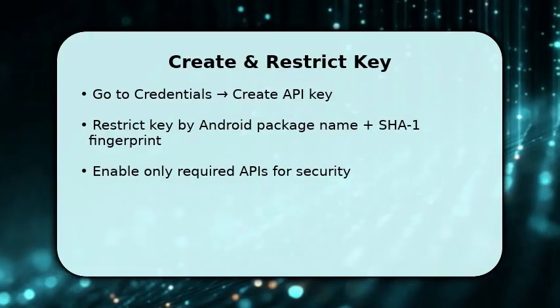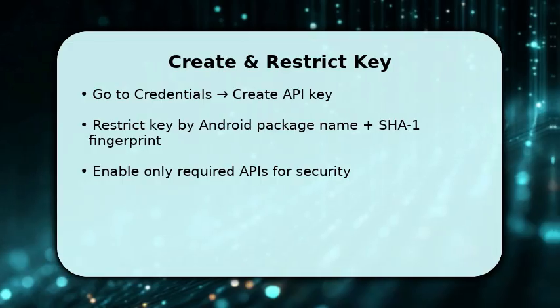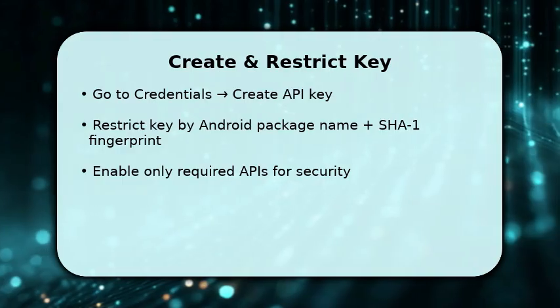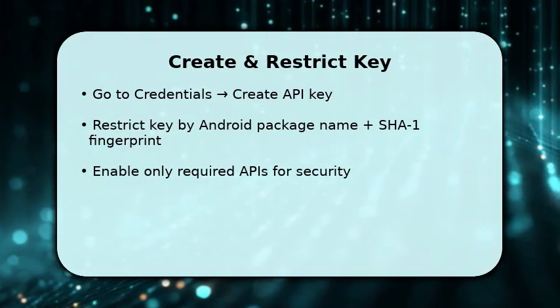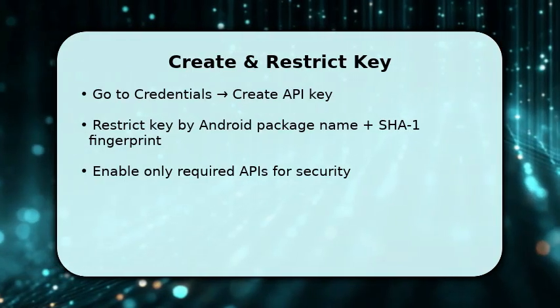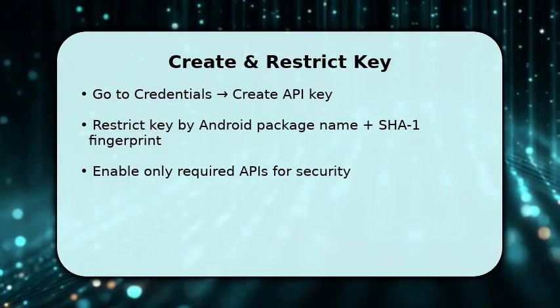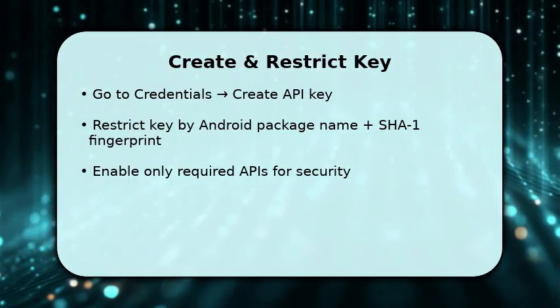Use Android app restrictions. Enter your app's package name and the SHA-1 signing certificate fingerprint so only your signed app can use the key. Then limit the key to only the Maps SDK for Android and any other specific APIs required. This reduces surface area if the key leaks.